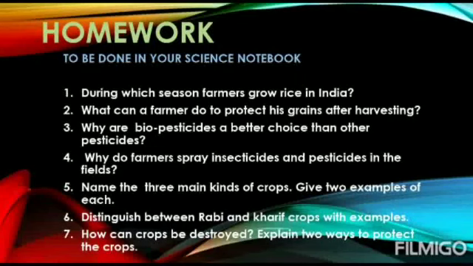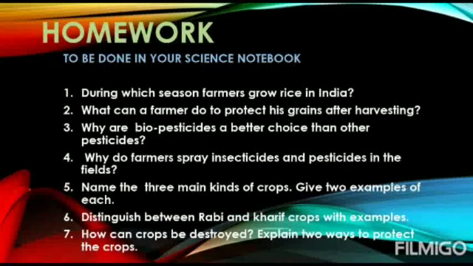Homework to be done in your science notebook. During which season do farmers grow rice in India? Second, what can a farmer do to protect his grains after harvesting? Third, why are biopesticides a better choice than other pesticides? Fourth, why do farmers spray insecticides and pesticides in the fields? Fifth, name the three main kinds of crops. Give two examples of each.